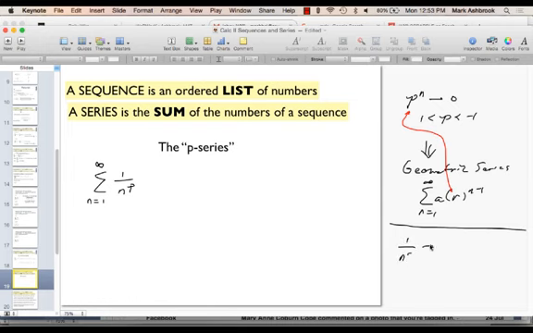So when did 1 over N to the R go to 0? If it was greater than 0. Remember this? And so now this type of sequence corresponds to what textbooks call the P series.